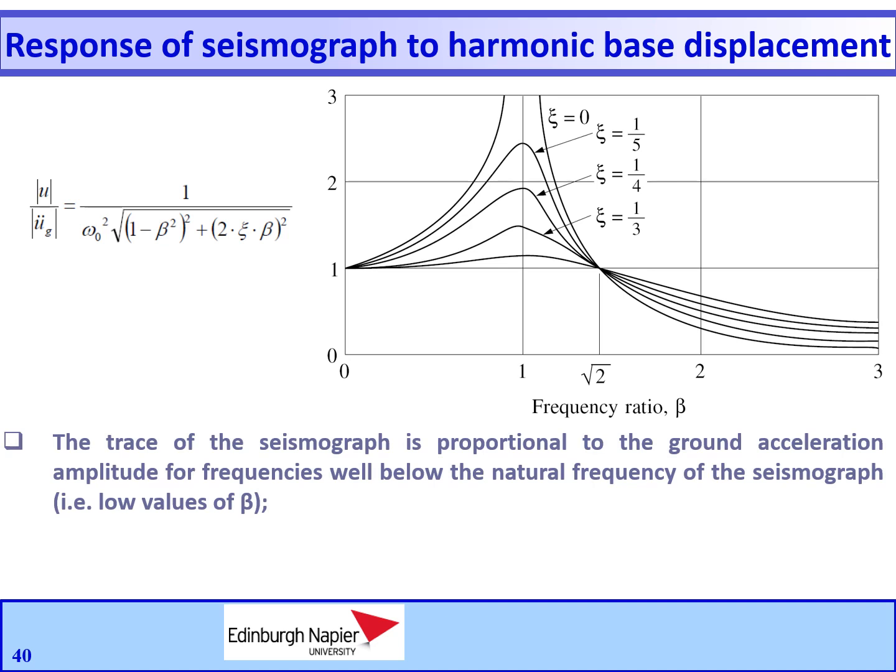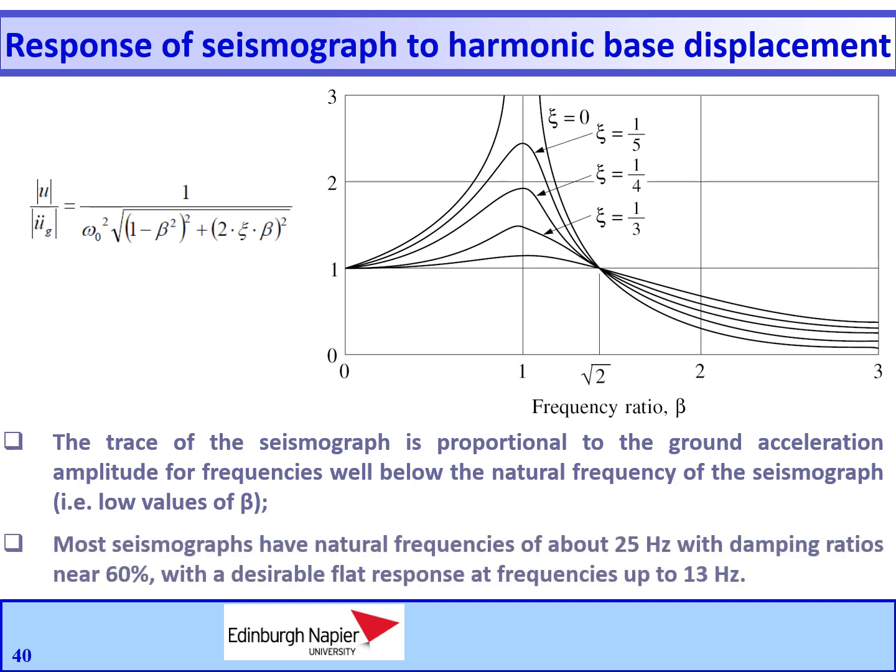We can see here that the trace of the seismograph is proportional to the ground acceleration amplitude for frequencies well below the natural frequency of the seismograph, meaning low values of β. That means that most seismographs have natural frequencies of about 25 Hz with damping ratio near 60% by choice, with a desirable flat response at frequencies up to around 13 Hz.